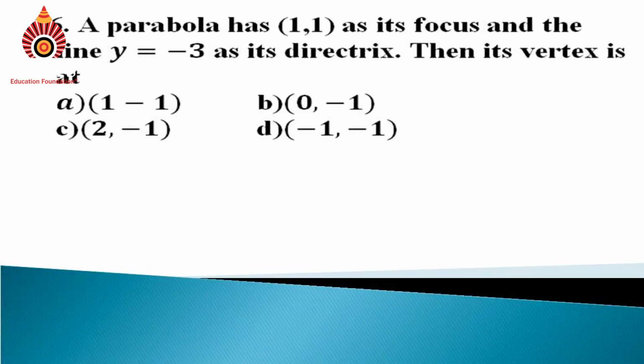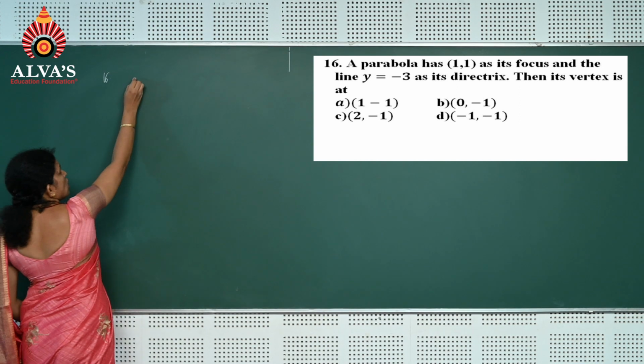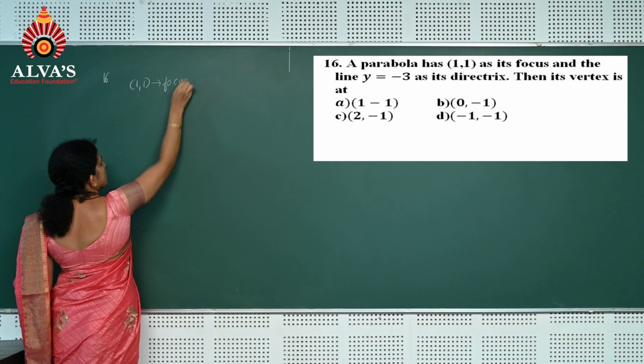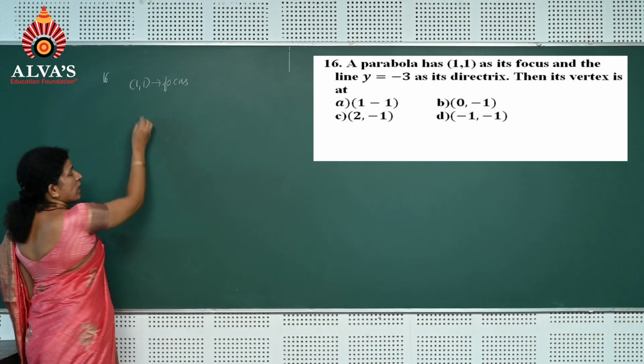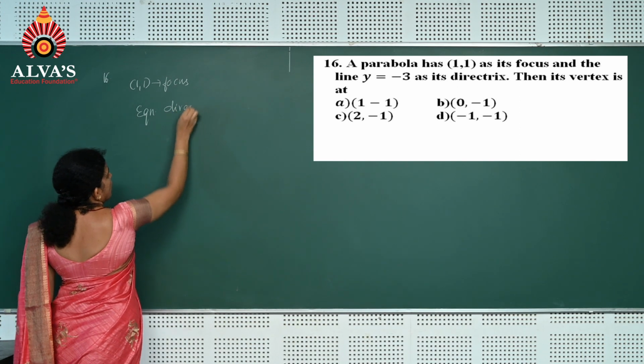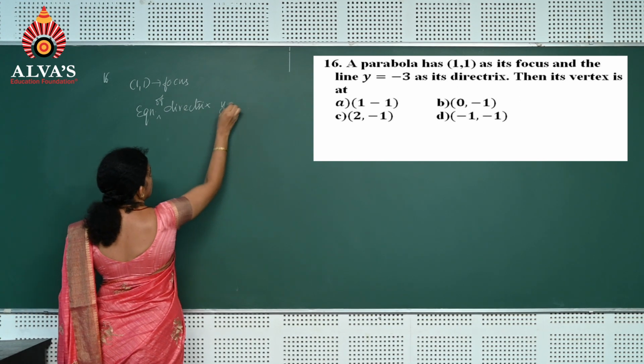Come to question number 16. The question is: a parabola has (1, 1) as its focus and the line y equal to minus 3 as its directrix, then its vertex is at which point? The focus of the parabola is given, that is (1, 1). The equation of the directrix is given, that is y equal to minus 3.